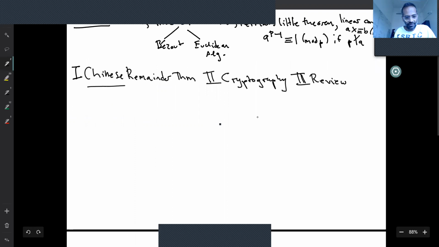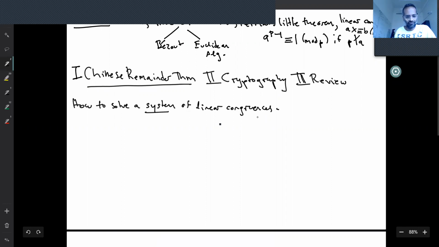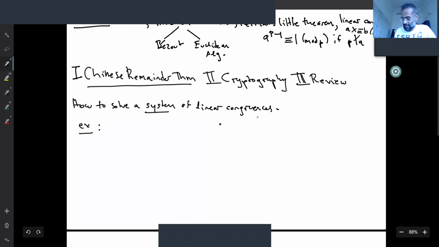Okay, so let's start by talking about this Chinese remainder theorem. So we talked about how to solve a single linear congruence modulo m. The Chinese remainder theorem, which is an ancient theorem, I suppose, developed in China, tells us how to solve a system of linear congruences. So, for example, let's look at a simple system.